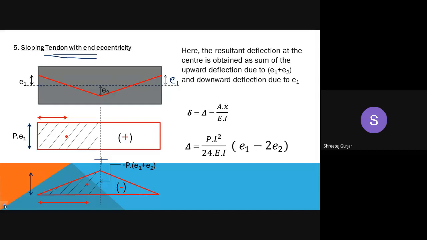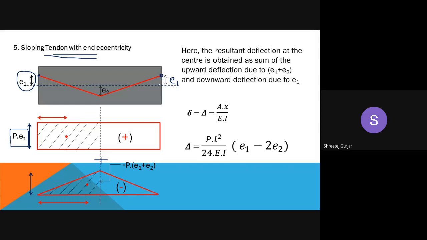Okay. So now what we'll do is separate this into two BMDs. We'll separate that into two BMDs. So this is for P into E1. Okay, this is considering your E1, this eccentricity, right?